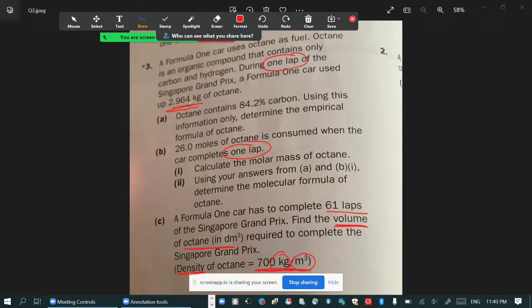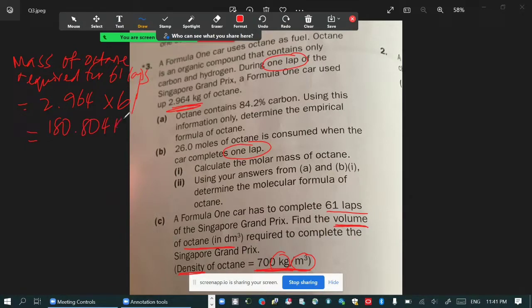So 2.964 kilogram is for 1 lap. For 61 laps, the mass of octane required would be 2.964 kilogram times 61 laps, and that will be 180.804 kilogram. This is for the entire Grand Prix.